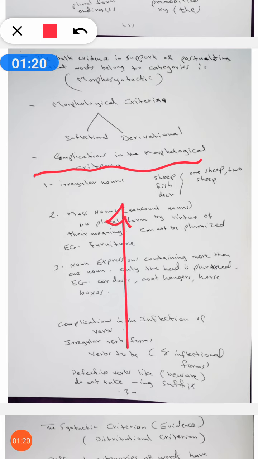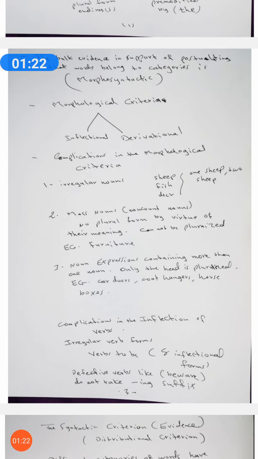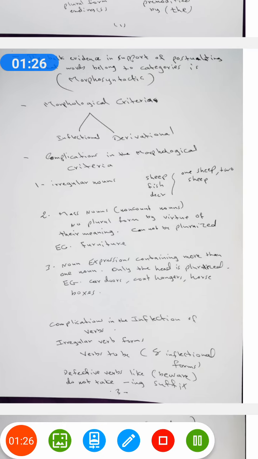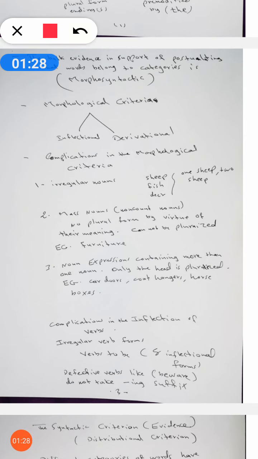First of all, we talk about the irregular nouns. Yani here, for example, if we talk about nouns, the first problem is that we cannot entirely depend on the morphological criterion because of the irregularity of nouns. Some nouns are irregular, like sheep, fish, deer, etc.